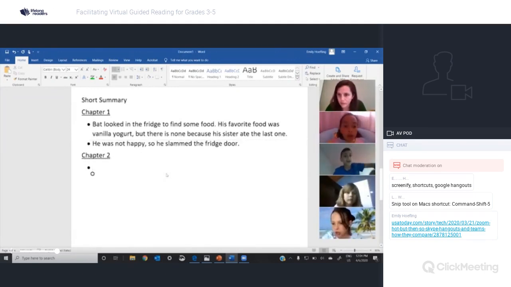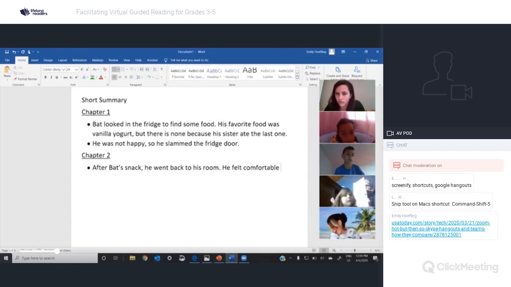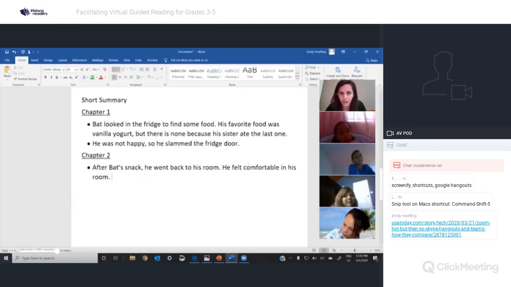Let's keep it moving. After his snack, he went back to his room, and he felt comfortable about, mm-hmm. You're nailing it. He felt comfortable? He felt comfortable about his room. Yeah, he felt comfortable in his room. Great. So, Lily, did he keep it short? Yeah, he did. And there's not a lot of big ideas, so he really did cover it.